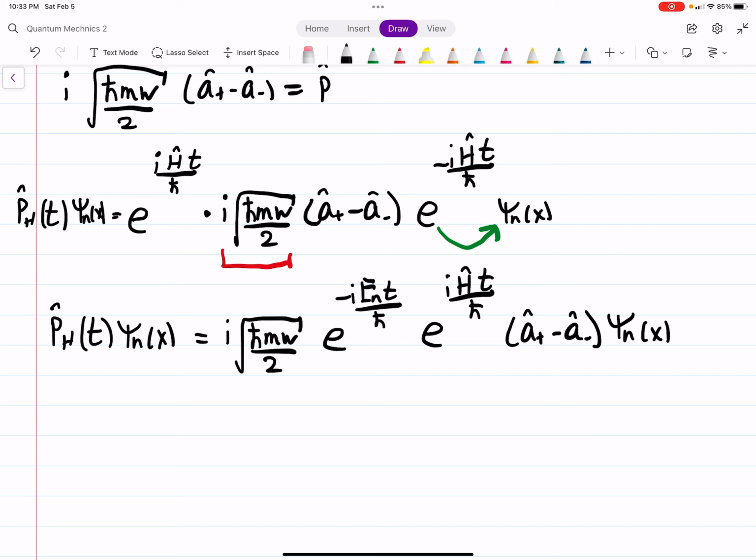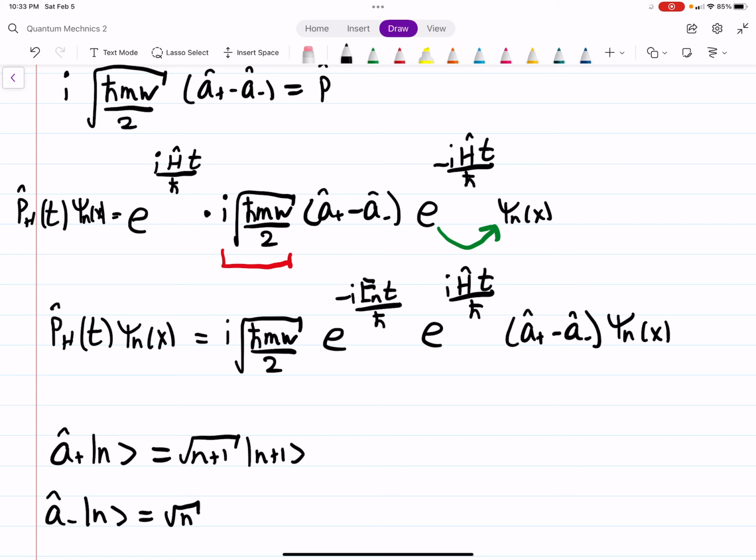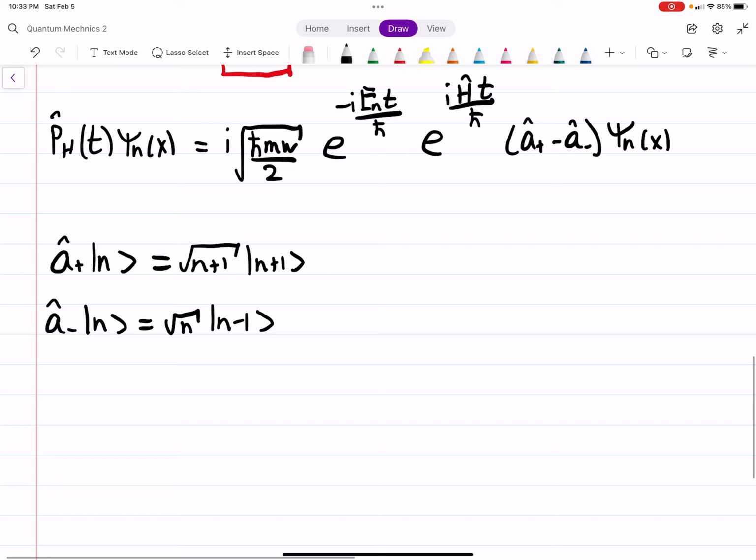Okay, so if we have the raising operator acting on some state, you're going to get the square root of n plus 1 times the n plus 1 state. And the lowering operator on a state gets you just the square root of n, and then it lowers it one level. So that's what the raising and lowering operators do, and that's exactly what it's going to do to our wave function. So let's apply the operators, the raising and lowering operators, to psi.